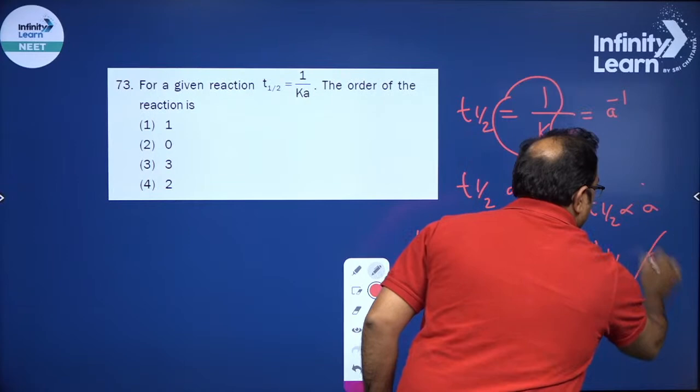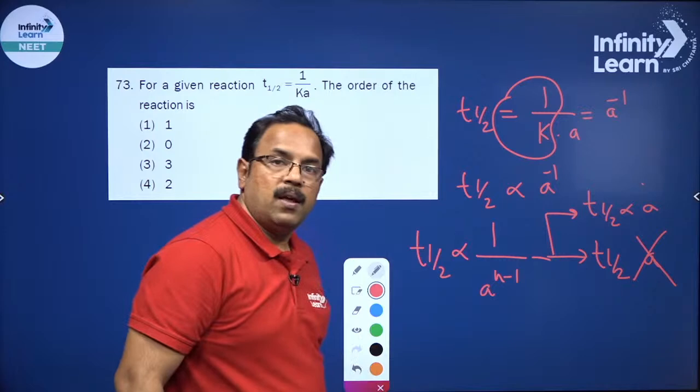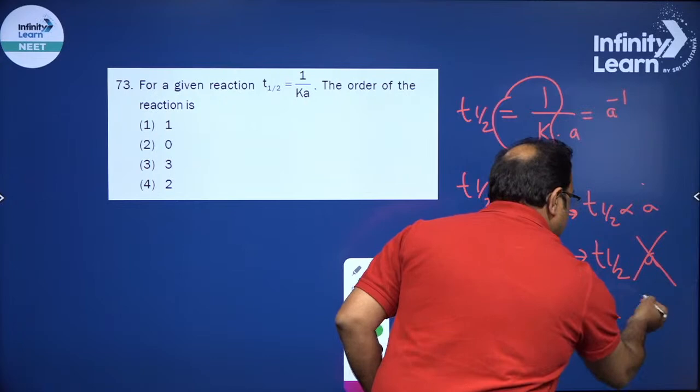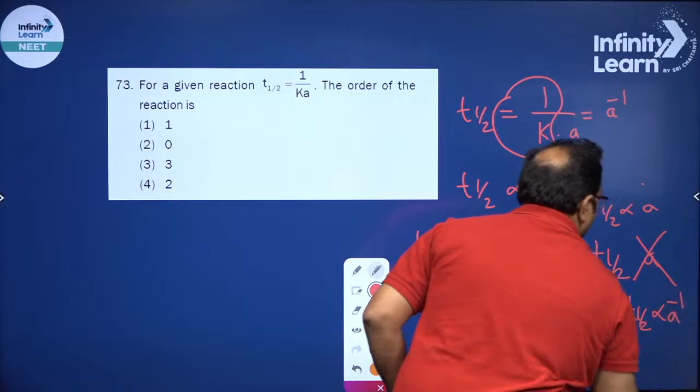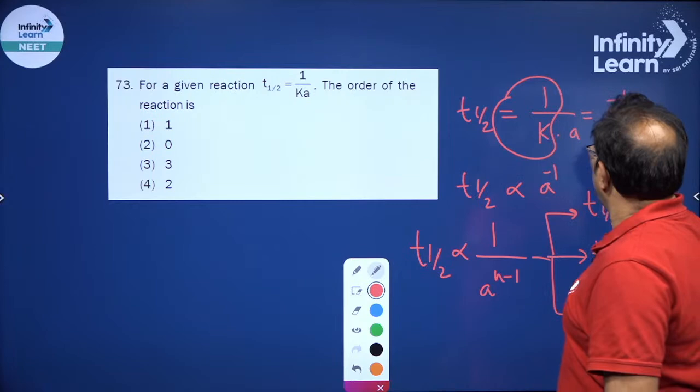Second order, it is 2 minus 1. Then it is 1 by A. So once it goes to the numerator, you write T half is directly proportional to A to the power minus 1. So in the case of this one, this matches with which order? It is second order. Okay?